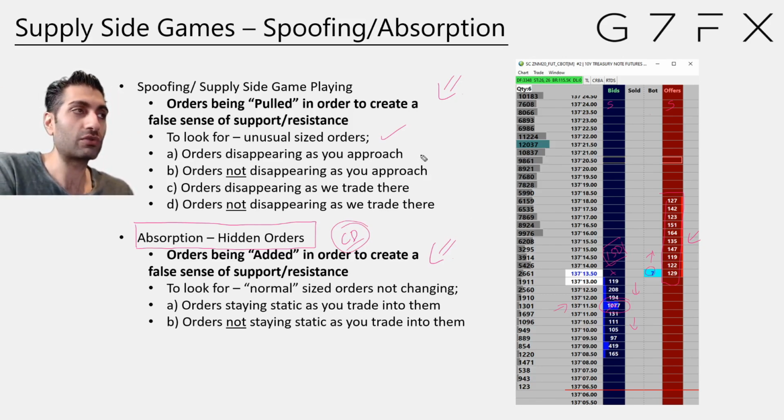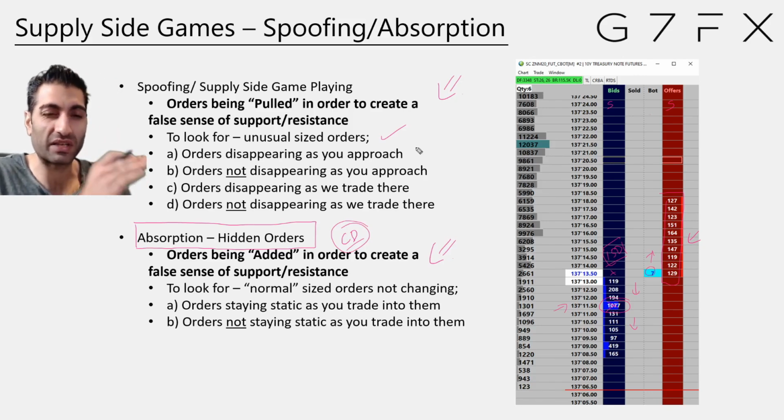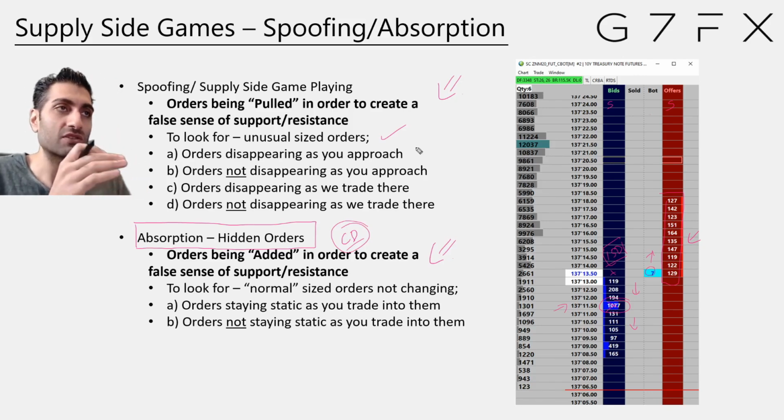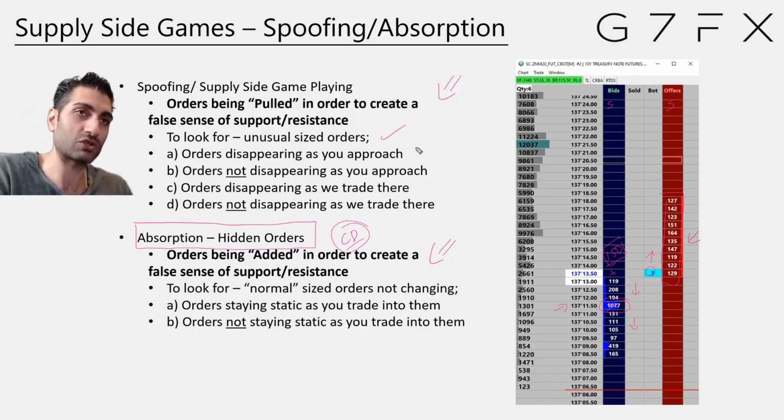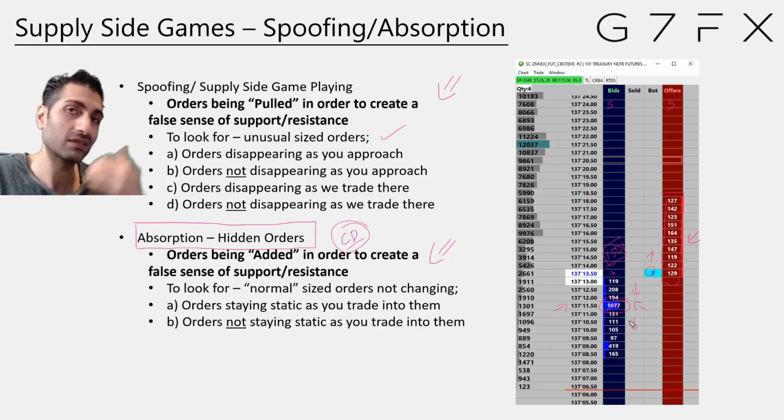So again, like I say, this used to be a lot more prominent years ago. I don't necessarily look at this so much now, so I don't want you to worry about this too much. But all I want you to do is just observe for, like I said, unusual sized orders. If the average is 150 and you see 1000, guys, you've got to ask yourself, is that real or not?